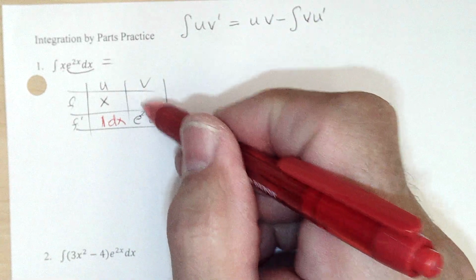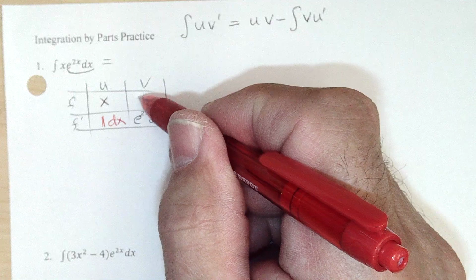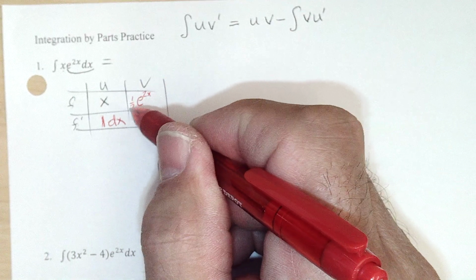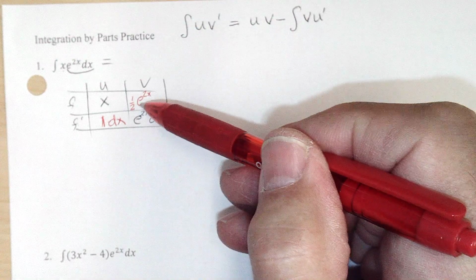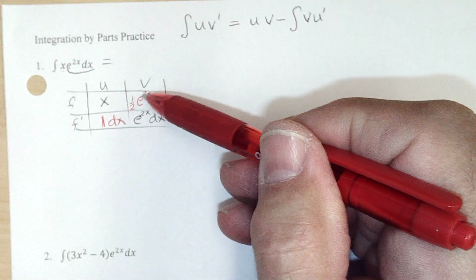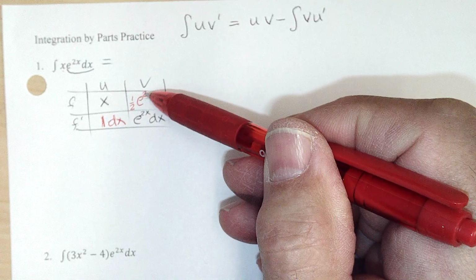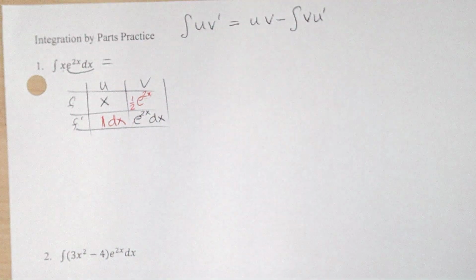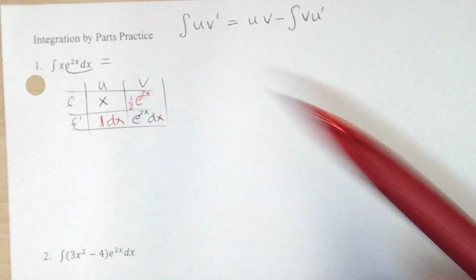So what would I take the derivative of to get this? And that would be e to the 2x times 1/2. Because the derivative of e to the 2x is e to the 2x times the derivative of the power, which would have been a 2, and so this half cancels the 2 because there's no 2 there. So that would be the antiderivative of that.